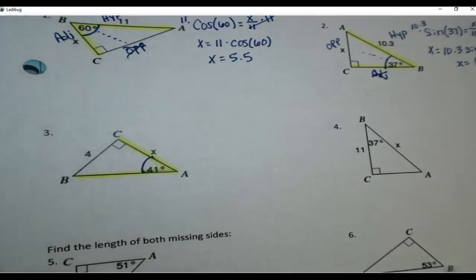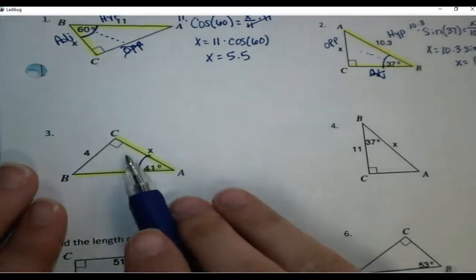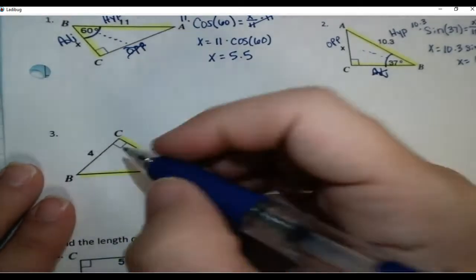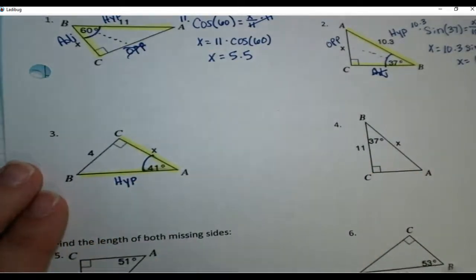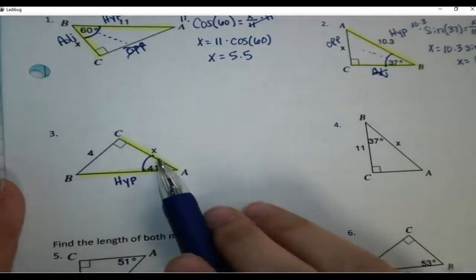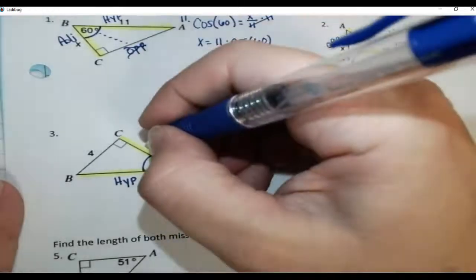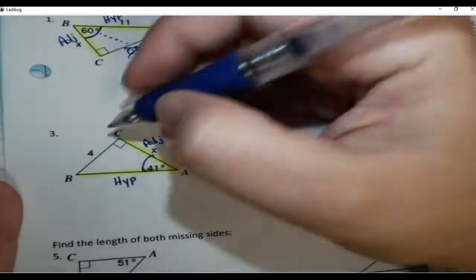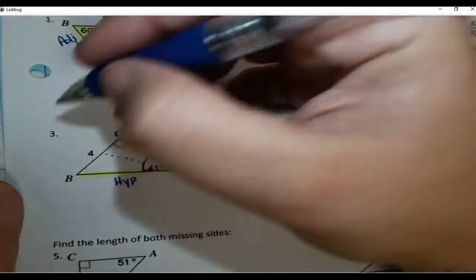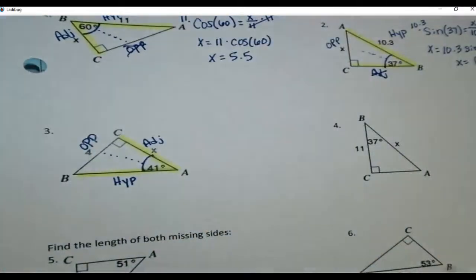Okay, so now we label. Our right angle is up here at C. Across from it is our hypotenuse. The other highlighted side, which is beside of the angle, is adjacent. And then across from the angle, never highlighted, is the opposite. Any questions on that? Labeling it is the most important part, because that's how you know which one to use.